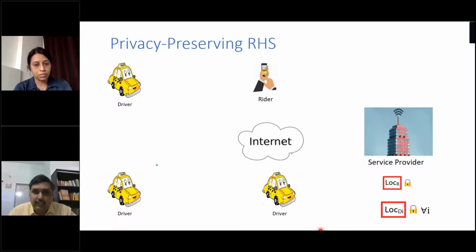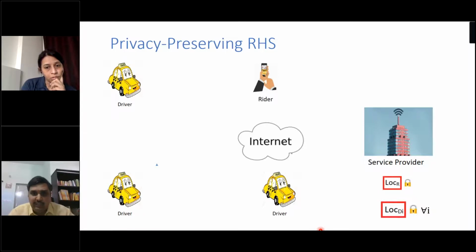the ciphertext. But the problem is, if it has to provide the service, then it has to decrypt. The service provider decrypts, and so there's no real extra privacy guarantee offered to riders and drivers.